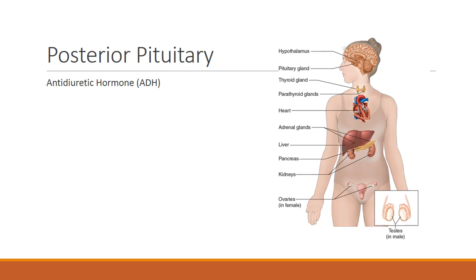So that's antidiuretic hormone. The other one we're going to look at is oxytocin. This stimulates uterine contractions, and it also stimulates the release of milk by the mammary gland. So this is something that will be in high concentration, particularly when a female is pregnant.